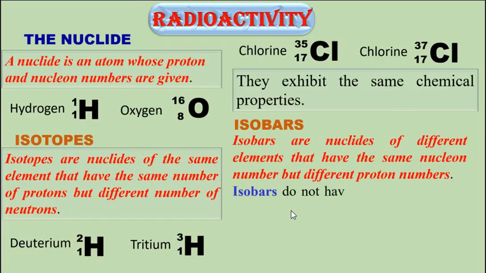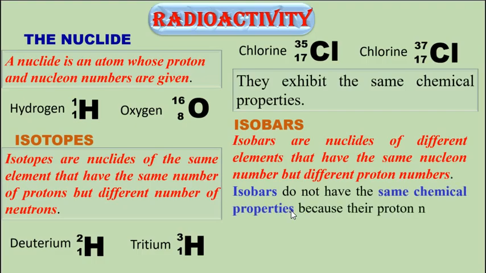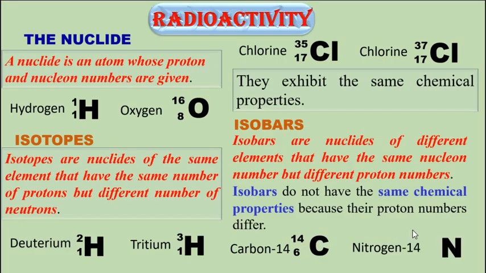These are good examples of isobars. So now, what do you notice about isobars? Since the proton number varies, therefore the chemical properties will also vary. That means here we are dealing with different elements. Look at carbon-14, with proton number 6. And look at nitrogen. Nitrogen is also 14, but the proton number is now 7. The nucleon number, or the mass number, is the same, but the proton number varies.